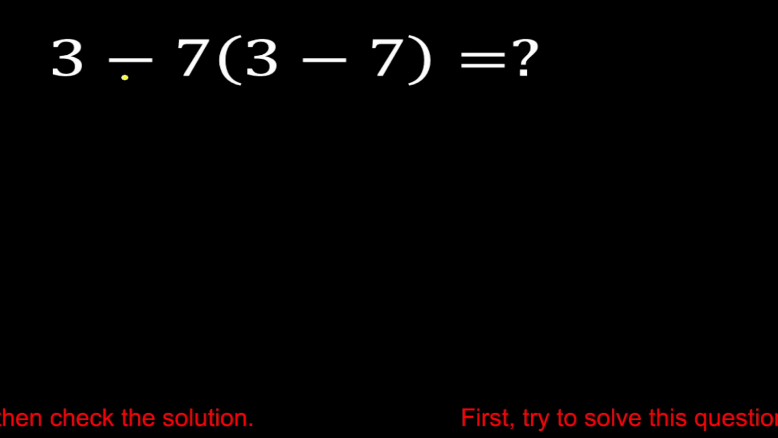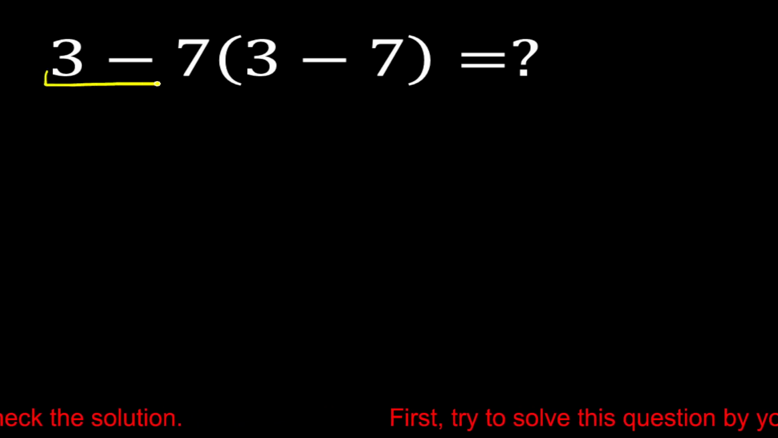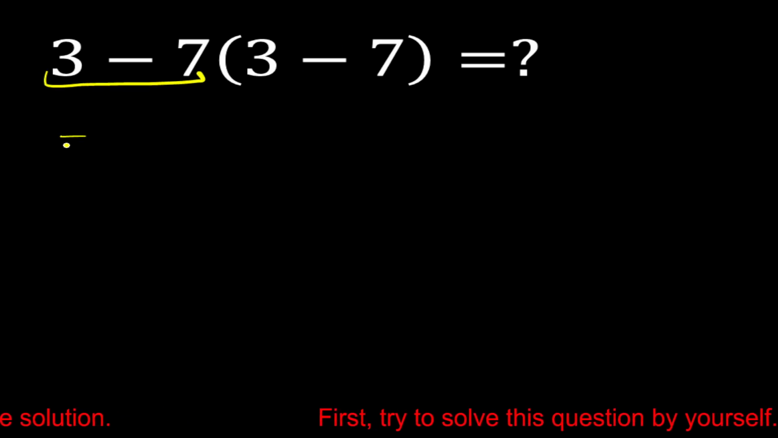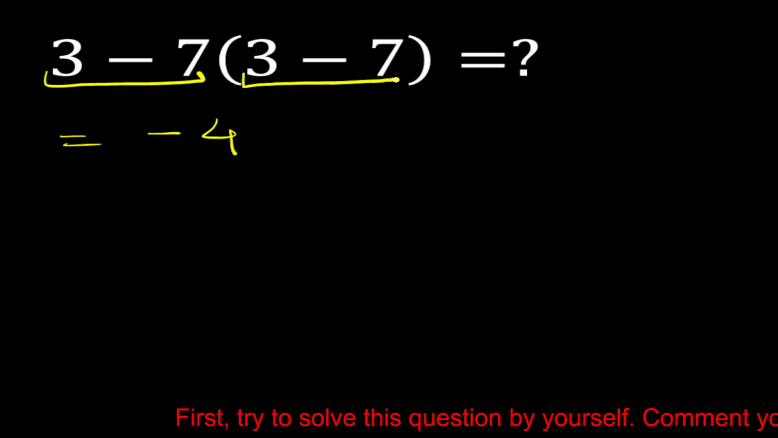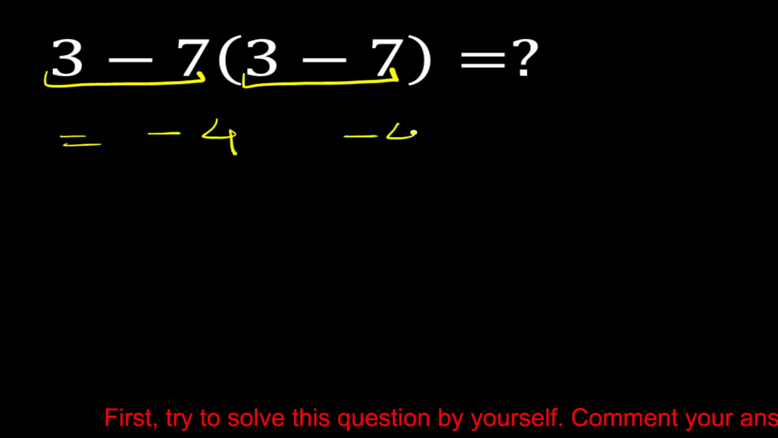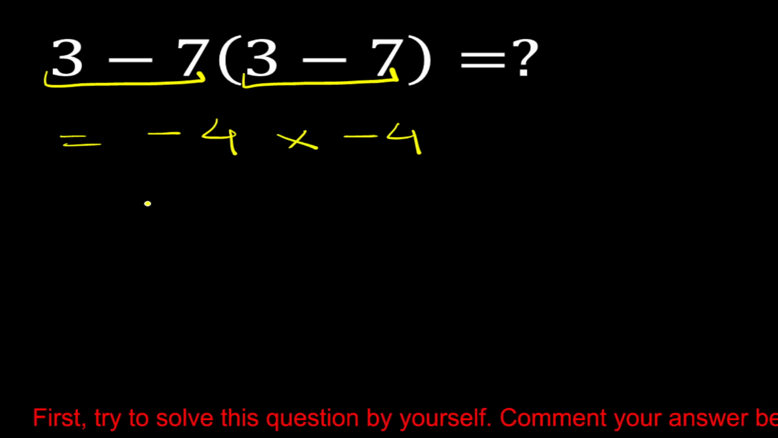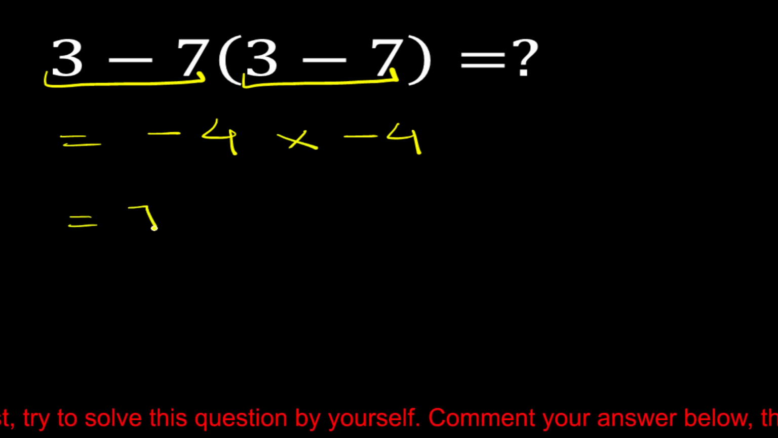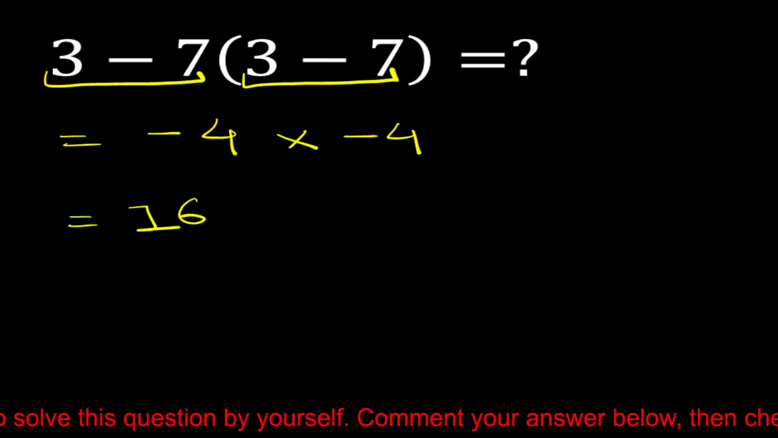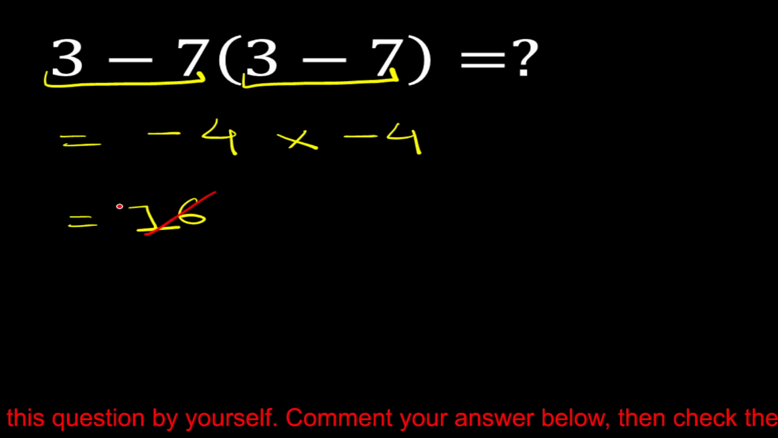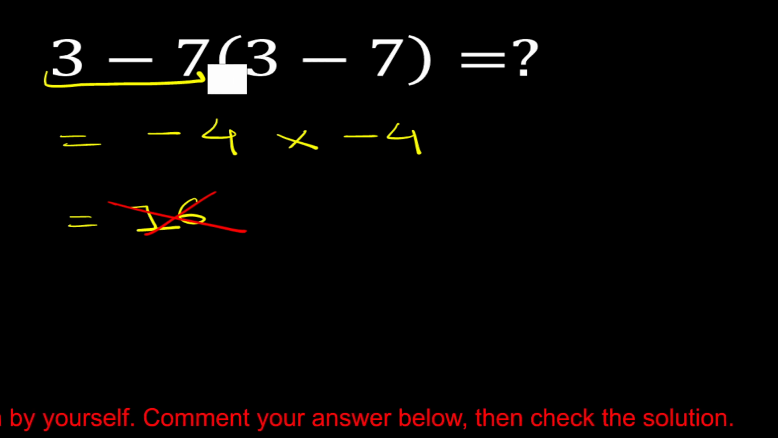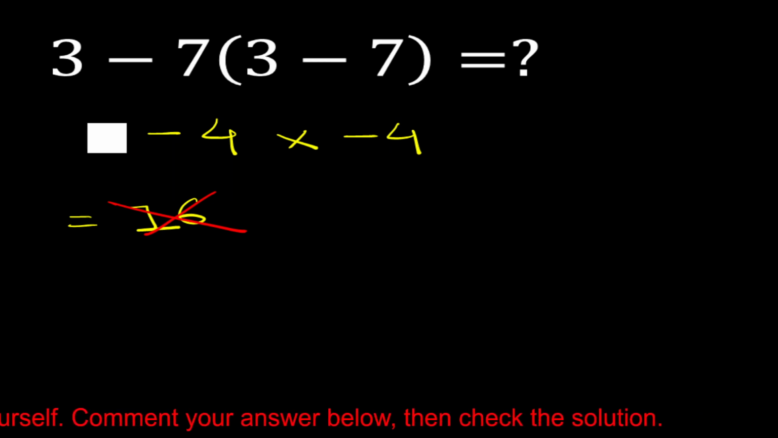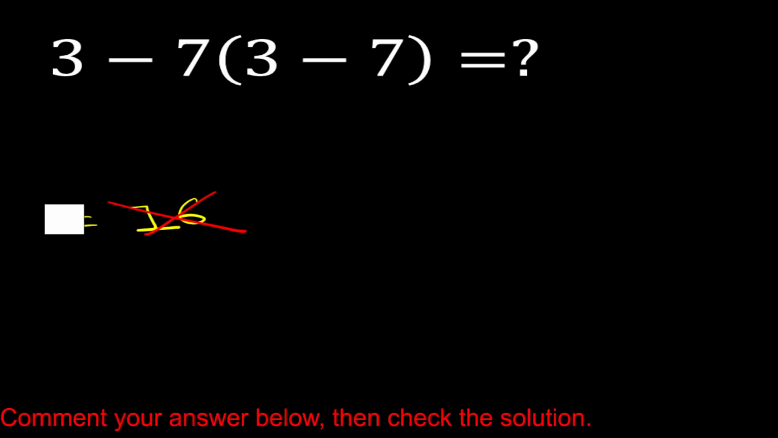So most people solve this question like 3 minus 7 is equal to minus 4. Then again 3 minus 7 is equal to also minus 4. Now minus 4 multiply minus 4 is equal to 16. But this answer is not correct. This answer is completely wrong. So now let's solve this problem correctly by using a PEMDAS rule.